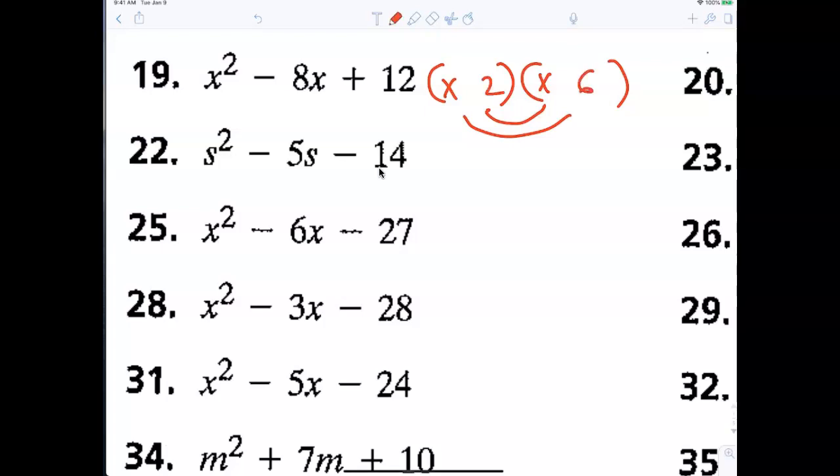Okay. Now, what type of 2 and what type of 6? A positive 2 and a negative 6. All right. Let's check that. Does it? So could it be a negative 2 and then a positive 6? There you go. -2.